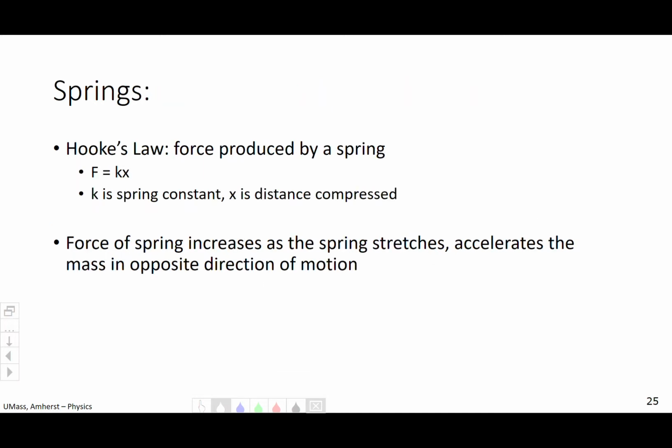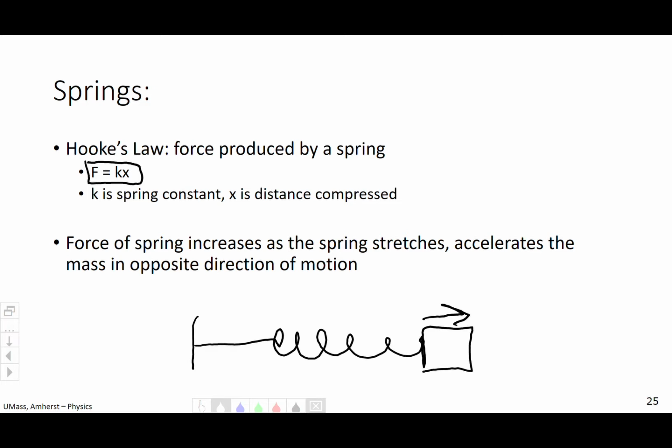Okay, for springs, we use Hooke's law. Force is equal to kx, where k is a spring constant and x is the distance that it's stretched or compressed. The force of a spring increases as the spring stretches, and it accelerates the mass in the opposite direction that it is moving, always. So we can stretch or we can compress, but whichever direction we are moving, if we have a spring system here, as it moves this way, the force is going to be pulling it that way.